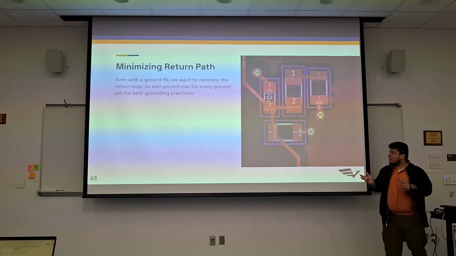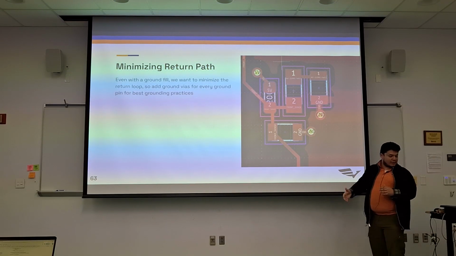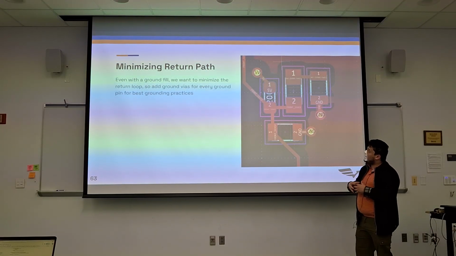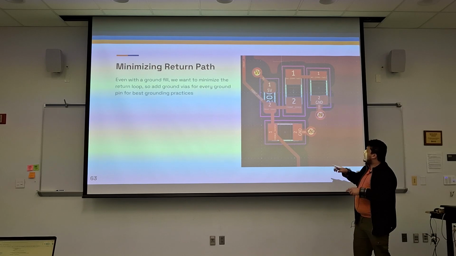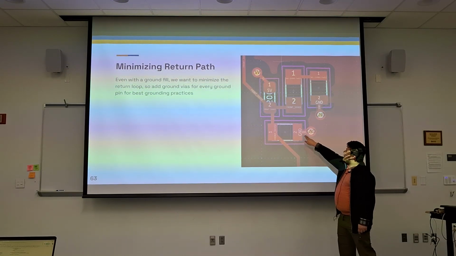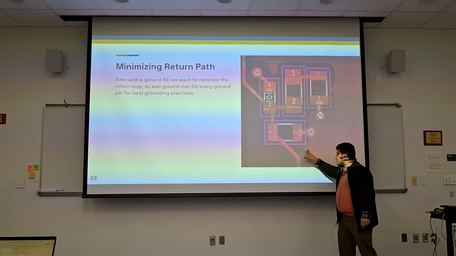And also minimizing the return path. This might look overkill since we already have a ground connection, but since we are focused on minimizing that return path, that return loop, always put a via next to a pad, so that makes an even shorter return loop instead of having to go all the way out and then back.